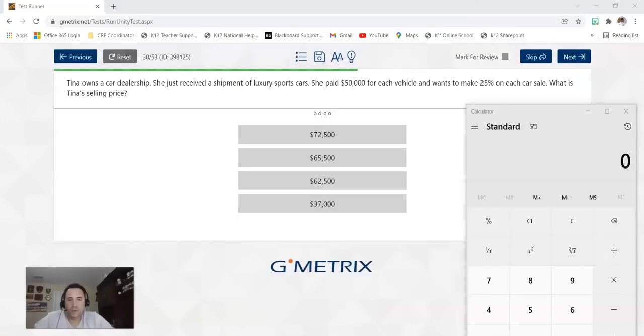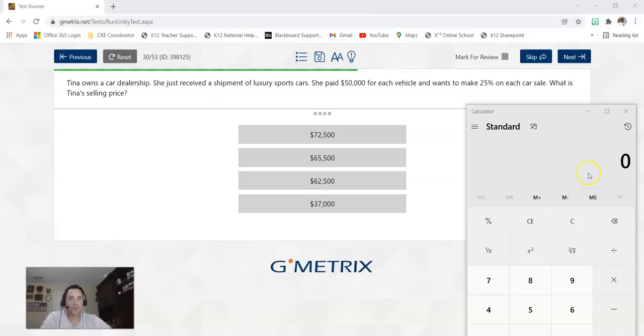All right, on our next question, we are talking about percentages and creating a sales price based on profit margin. So Tina owns a car dealership. She just received a shipment of luxury sports cars. She paid $50,000 each per vehicle and wants to make a 25% profit on each car sale. What is Tina's selling price?